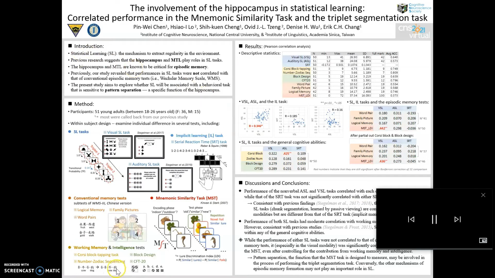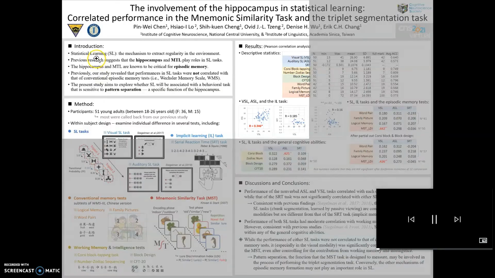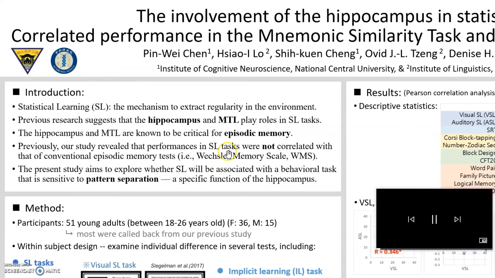Statistical learning refers to the process of extracting regularities from the environment. Since several neuroimaging studies observe activity of the hippocampus and the medial temporal lobe when participants are doing statistical learning tasks, and these regions are well known as being critical to the formation of episodic memory, we're curious about whether there exists a relationship between one's ability in statistical learning and episodic memory.